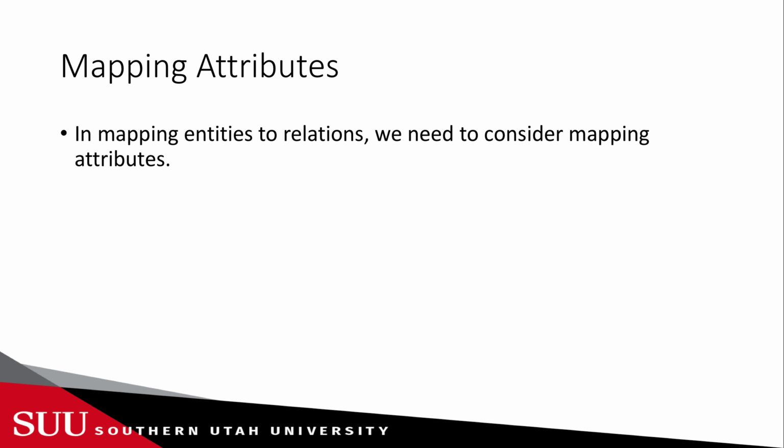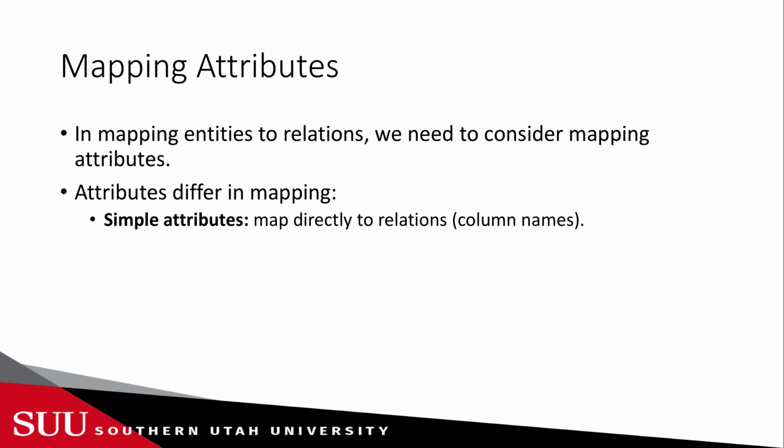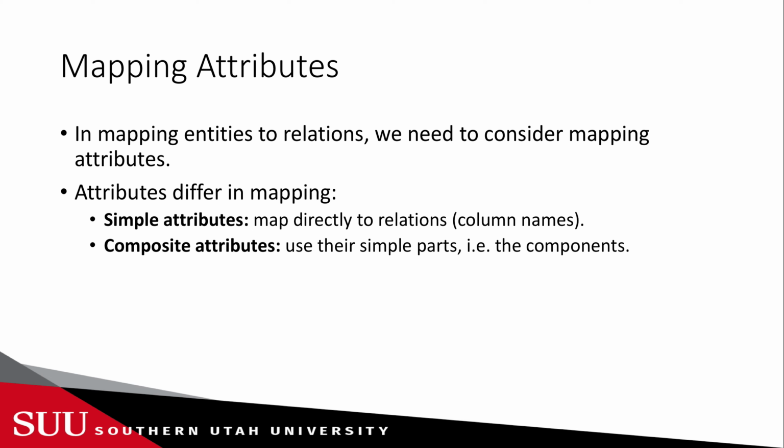When we map entities to relations or tables, we need to consider mapping attributes. Now, attributes will differ in mapping based on the type of attributes. For simple attributes, we will map them directly to relations and they will serve as column names. In the case of composite attributes, we will use their simple parts, which are the components of the attribute.